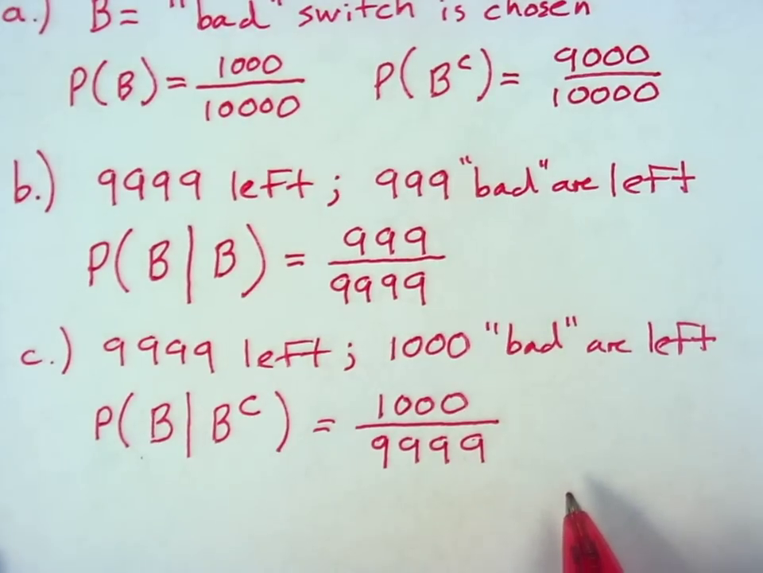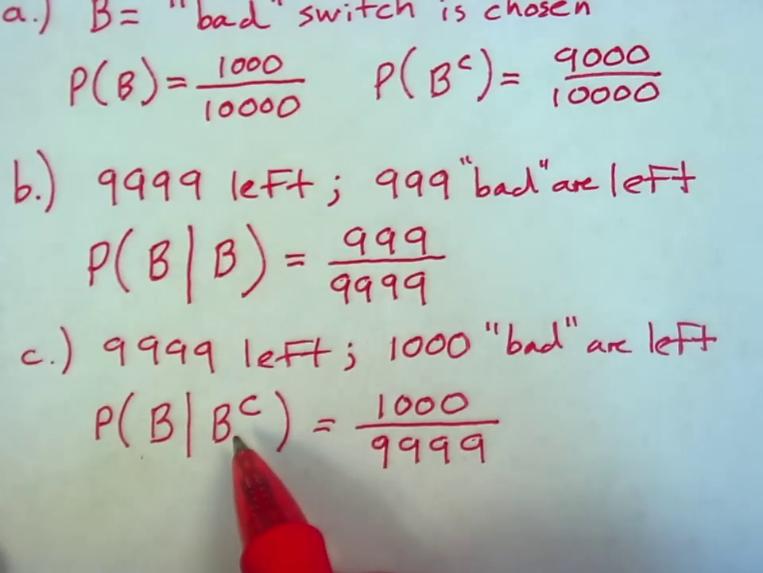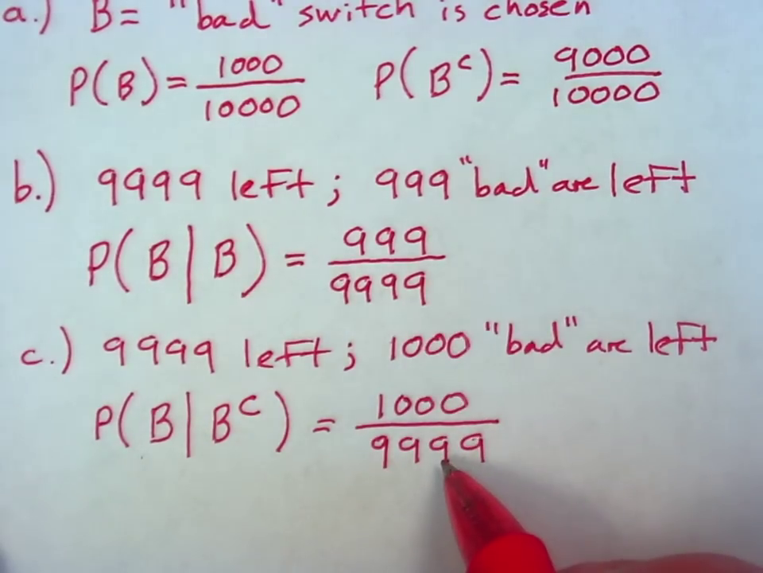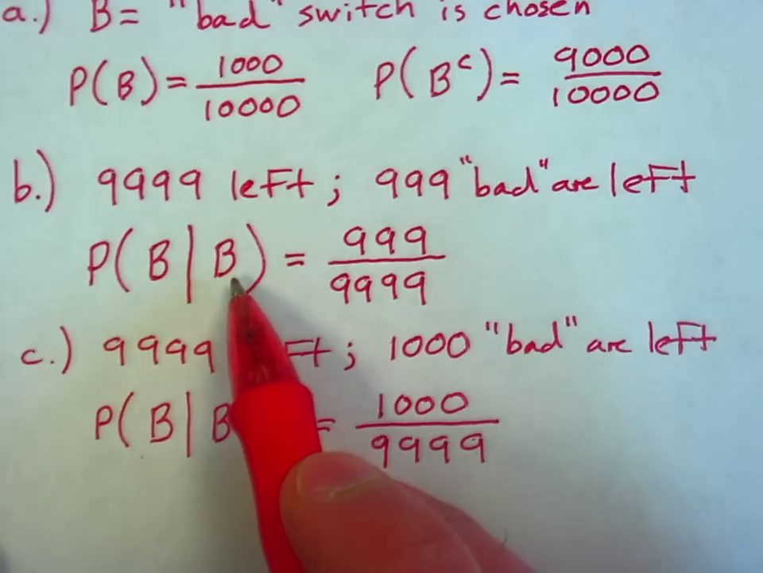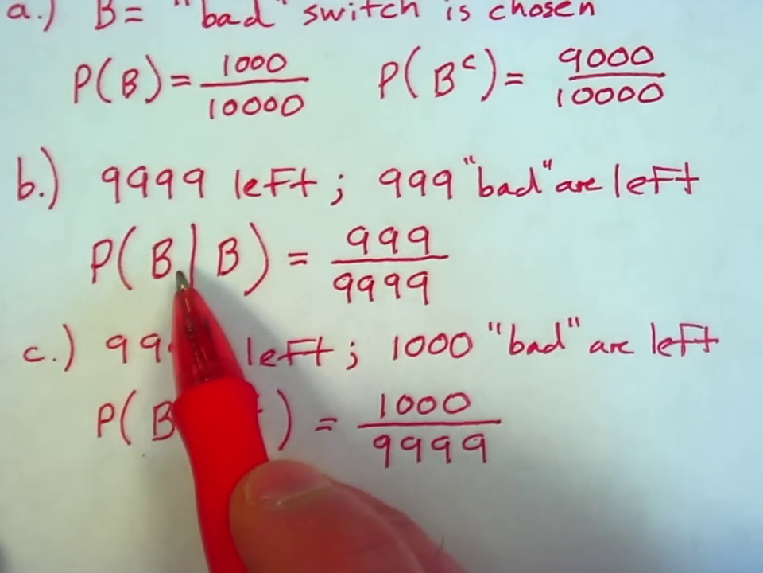9,999. So in this context, the idea of the condition, whether the switch was bad or whether the switch was not bad, either way the denominator is down by 1 from 10,000 to 9,999 because we've selected one of the switches. That condition, though, also could affect the numerator. So since in part B we selected a bad switch, there were only 999 left. That could be the second of the bad switches.